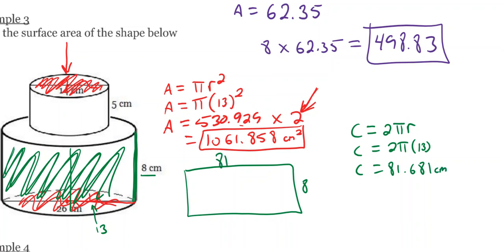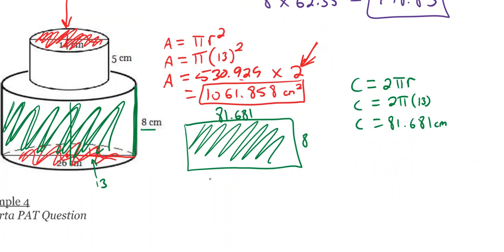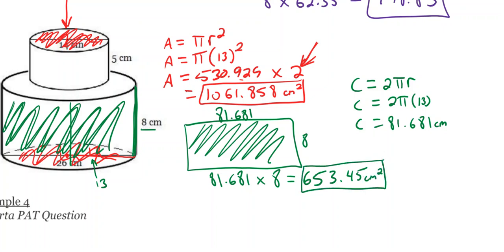This was 81.681. So if I want to find the area of that, that's just the area of that rectangle, so that number times 8. 81.681 times 8 is equal to 653.45 centimeters squared. I'm going to put a box around that because we're going to add that up in the end.